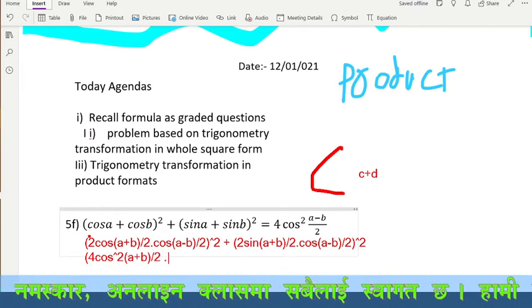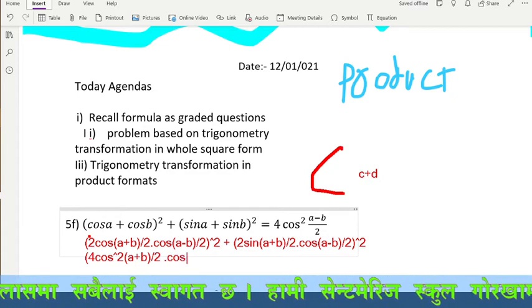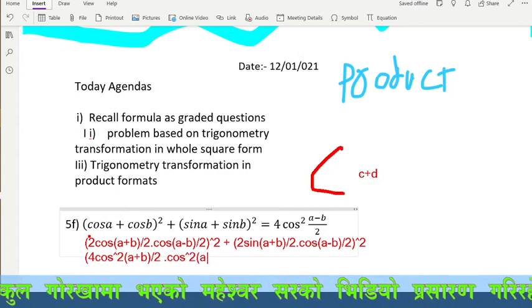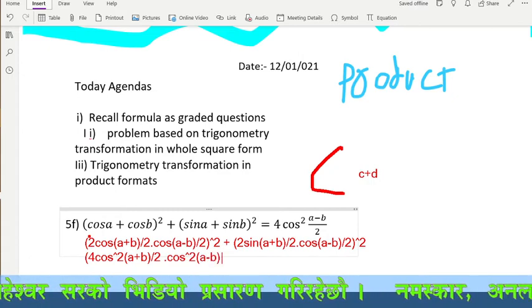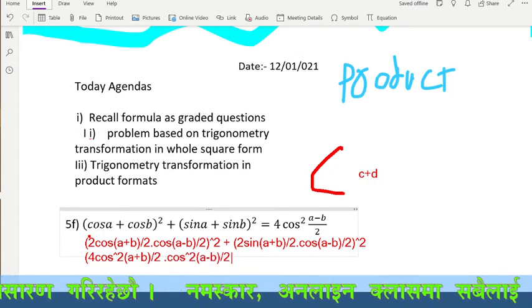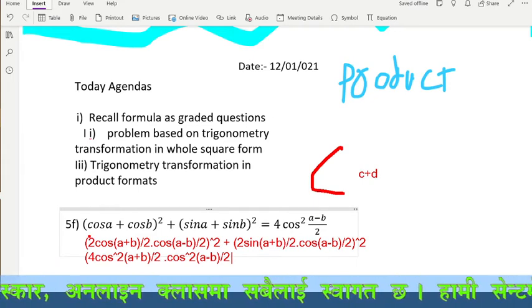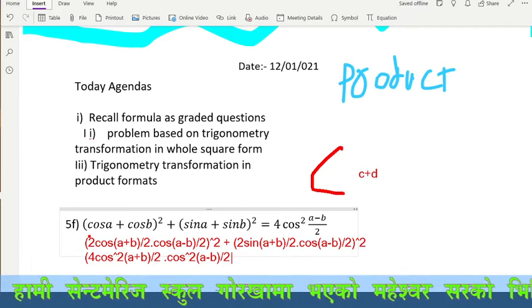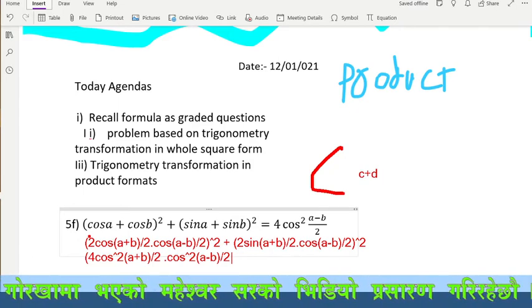Clear? Then again, dot cos square, what will we get? (a minus b) upon 2. Clear? Because this will square each term. It will be a square term.